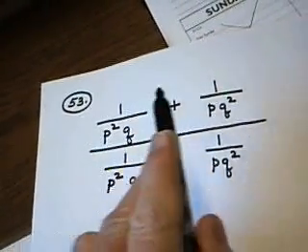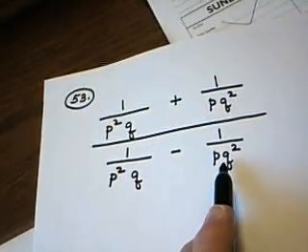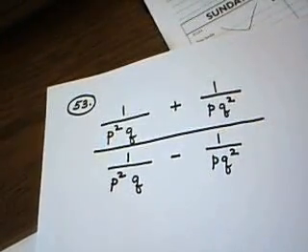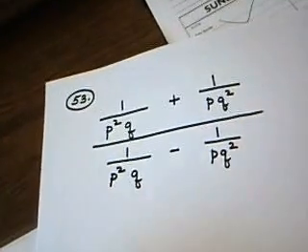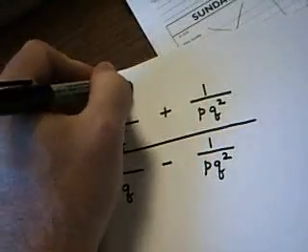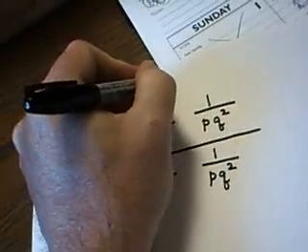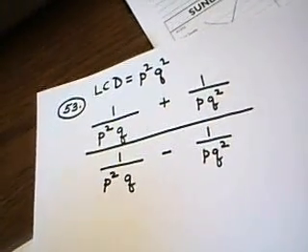p squared q, pq squared, p squared q, pq squared. This is the original problem. What you will notice in this problem is that the LCD is p to the second q to the second. That will be my LCD.